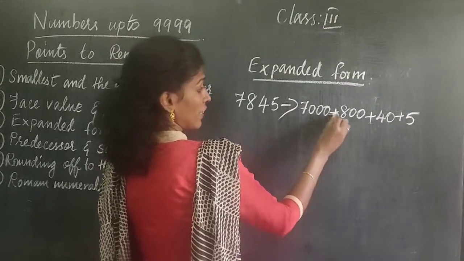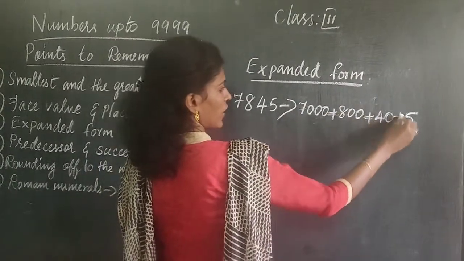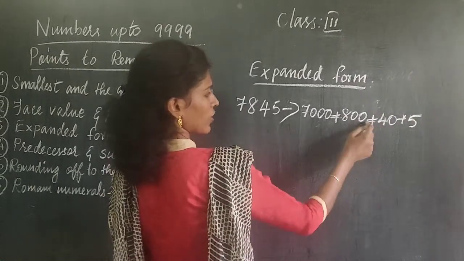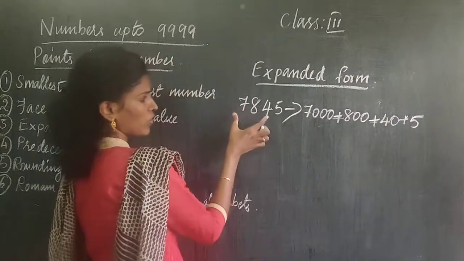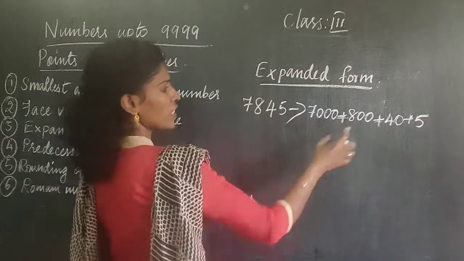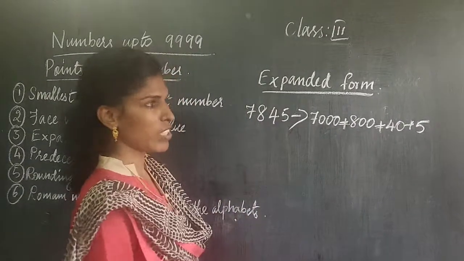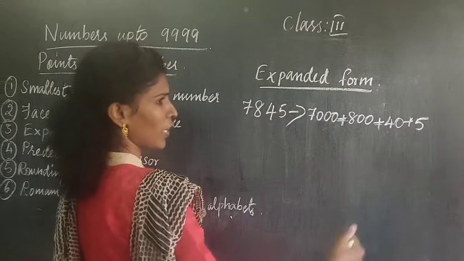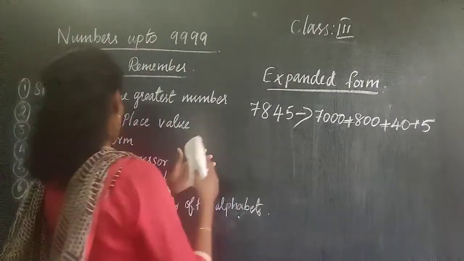So we are writing the place values in a sum. Plus you have to write. So this is called the expanded form. Writing the place value of each digit as a sum, that is called the expanded form. We are expanding into the larger number.